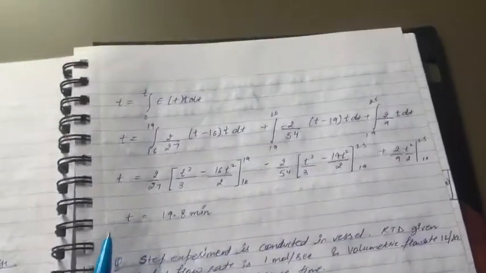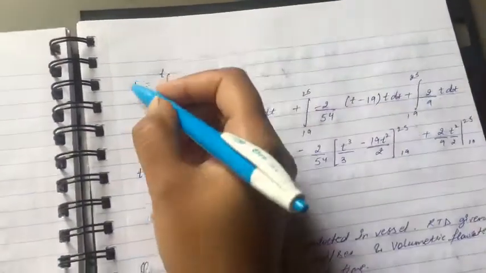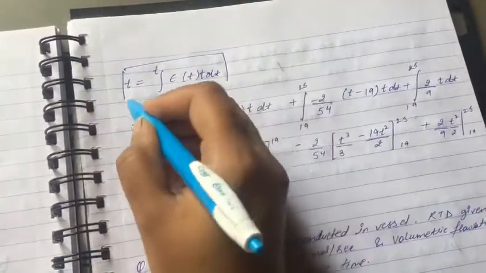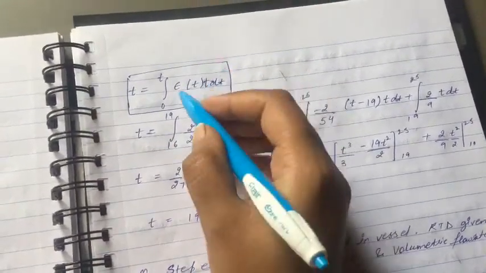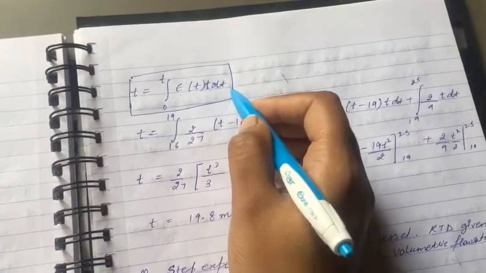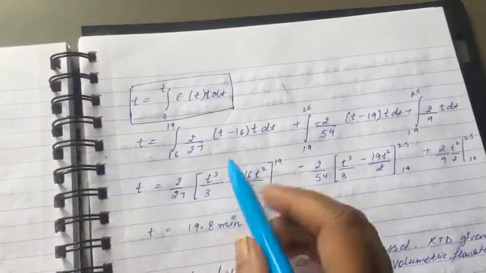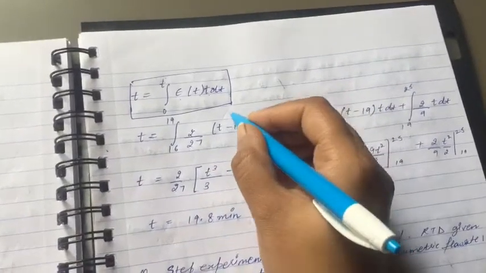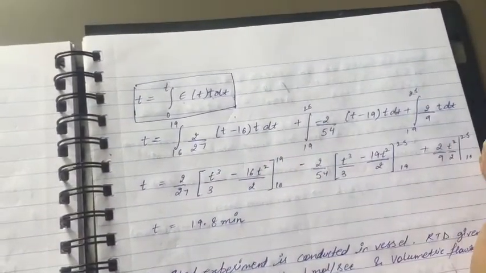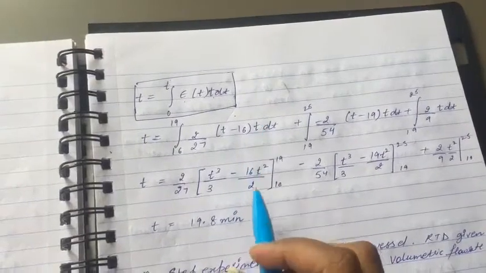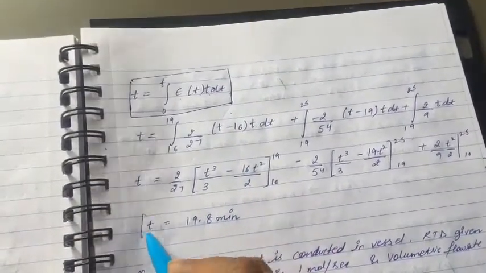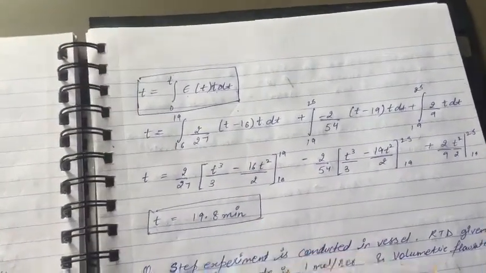And after that using our mean residence time formula, which is T is equal to integration of E t dt from 0 to infinity, we are going to put the equation of line 1 and line 2 and integrate these, and our time comes out to be 19.8 minutes.